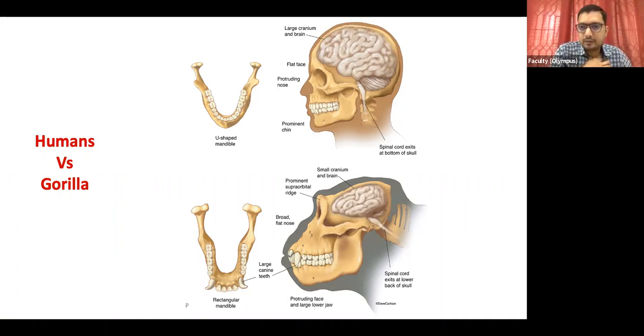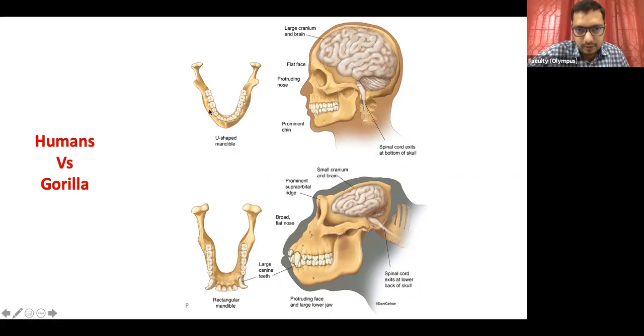So these features more or less hold true, because sometimes they ask specifically about apes and humans, or sometimes specifically chimpanzees and humans, gorillas and humans. More or less the information holds true for them. All those things: large cranium, flat face, protruding nose. And we're at the teeth now.